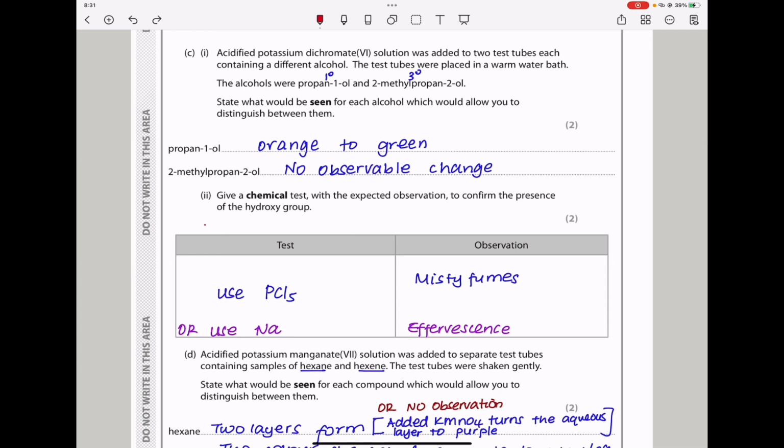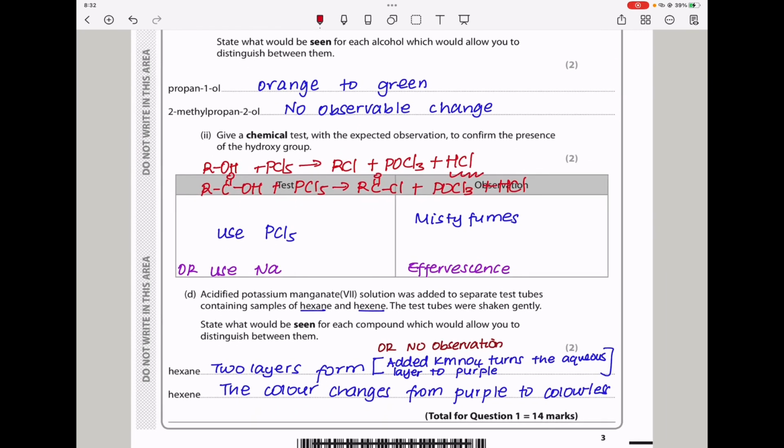Assuming that the OH is for an alcohol, we can say ROH for alcohol plus PCl5. We will get RCl plus POCl3 plus HCl. So the misty fumes are going to be due to formation of HCl. If it's over carboxylic acid, because you know those also have OH group, it will be RCOOH plus PCl5, giving us RCOCl plus POCl3 plus HCl. Again, the misty fumes will be due to formation of HCl.